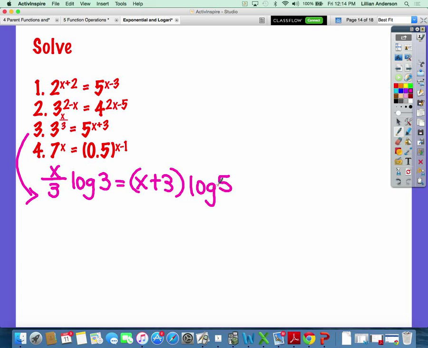But I do have to still solve for x. So what can I do here to solve for x? You can do the same thing. I need to get my x's to one side, and that's my logs, but everything else to the other side. Okay? So I've got an x over 3 that's being multiplied to a log 3, and then I have an x plus 3 in parentheses that's being multiplied by log 5. What do you think I can do?